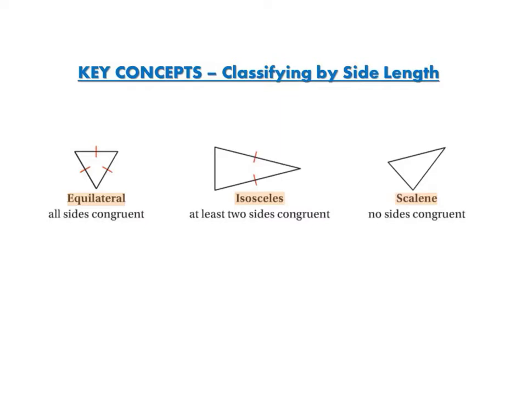The second way to classify by side length is an isosceles triangle. It has 2 sides that are the same length. An equilateral triangle is also an isosceles triangle, but an isosceles triangle is not always an equilateral triangle. The third way to classify is called scalene. A scalene triangle has no sides that are the same length.